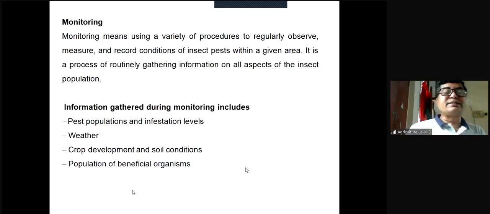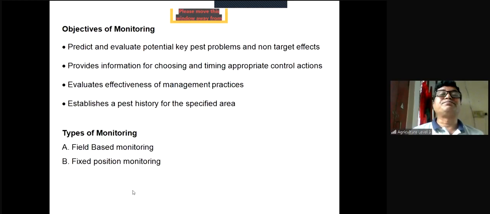Crop development means, what is the stage? Initial stage, growing stage, harvesting stage or pre-harvesting stage. And soil condition means what is the moisture condition and so on. And then populations of beneficial organisms. What are the beneficials and how much? Their populations we can also know by monitoring. Clear? So this is the information gathered by monitoring.